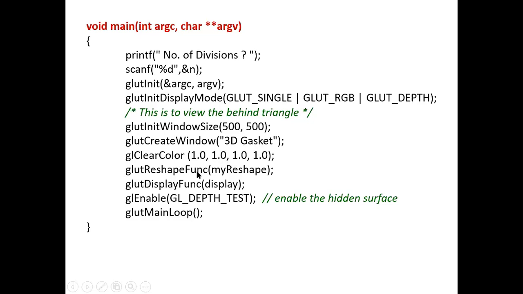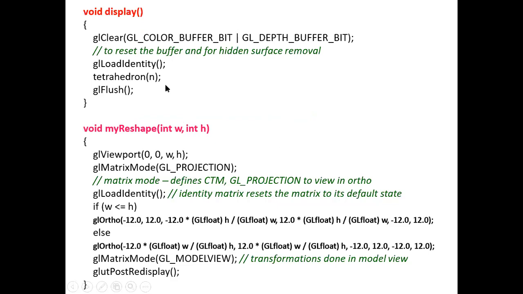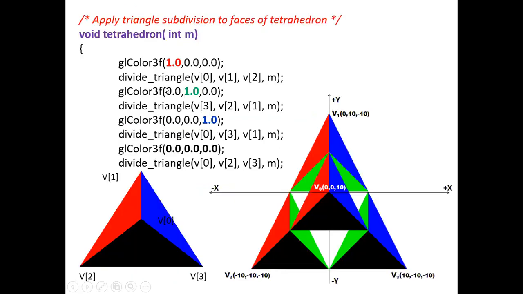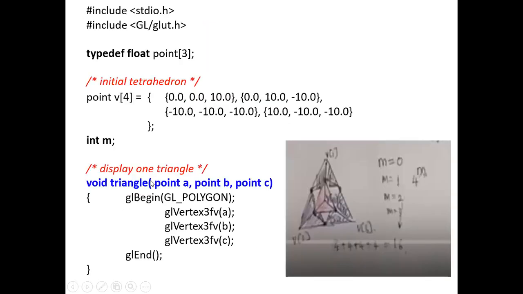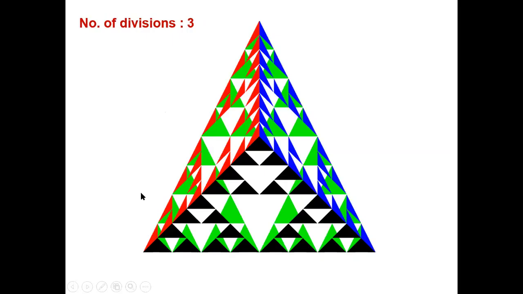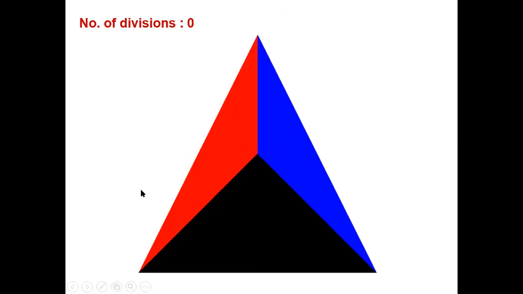Next, you are calling the glutReshapeFunc, which is a callback function. glutReshapeFunc(myReshape), so the first call will go to the reshape function. Next, you have glutDisplayFunc(display), so you'll be calling your callback function display. This display function in turn calls the tetrahedron function. This tetrahedron function in turn calls the divide triangle function. The divide triangle function in turn calls the triangle function. And finally you will get your output like this.